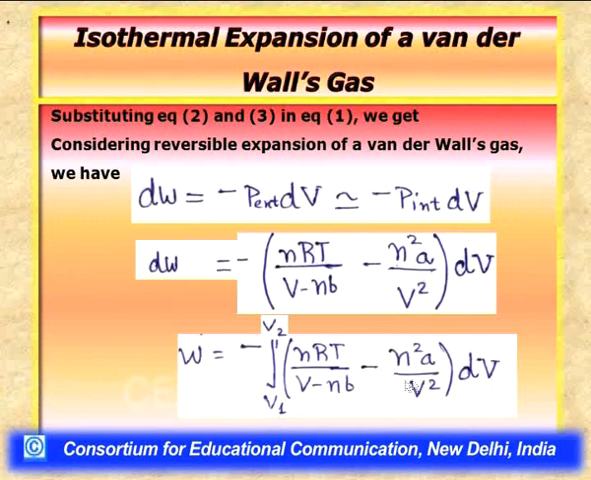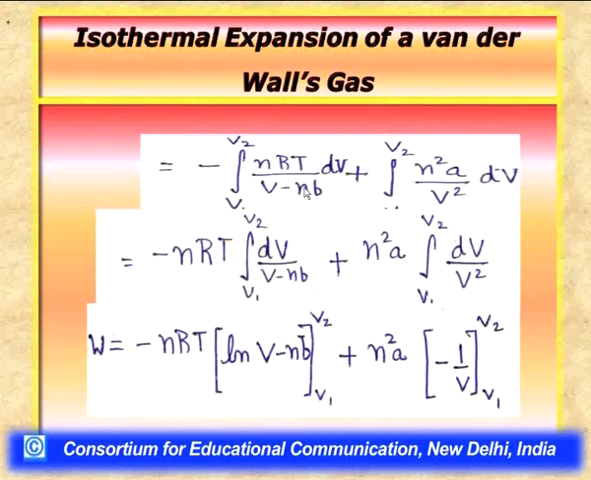Now, we can have this in two parts, that is minus integral V1 to V2 nRT by V minus nb multiplied with dV, and the second part, integral V1 to V2 n square a by V square dV. Now, we can integrate these. n, the number of moles, remains constant once the system is taken, as its composition remains constant. R, the gas constant, also remains constant. It is an isothermal process, so temperature is constant, and that can also be taken out of the integral sign.